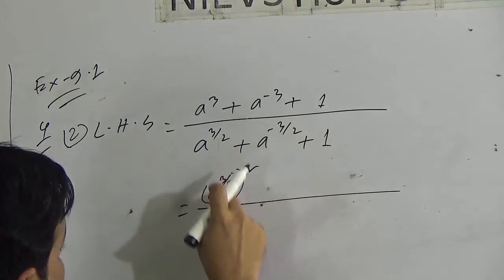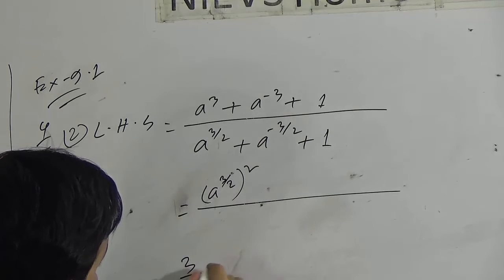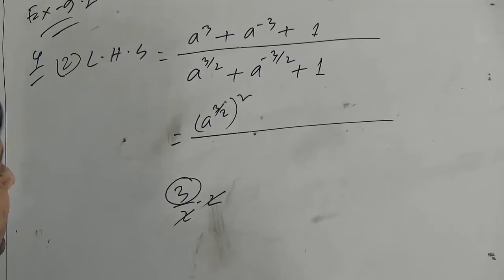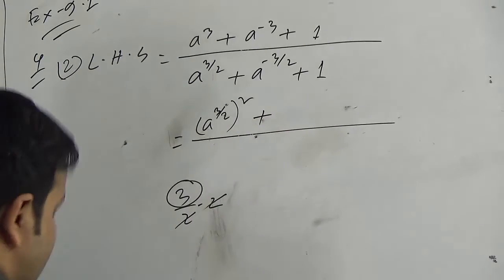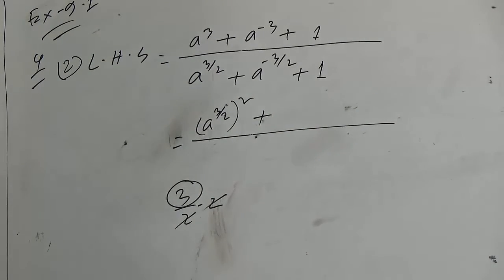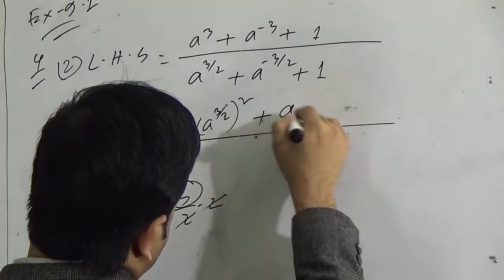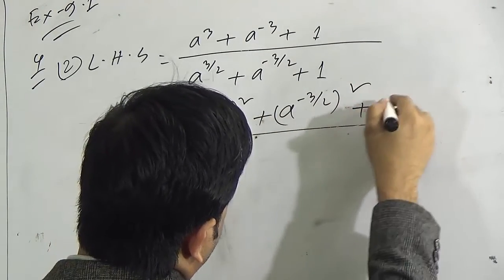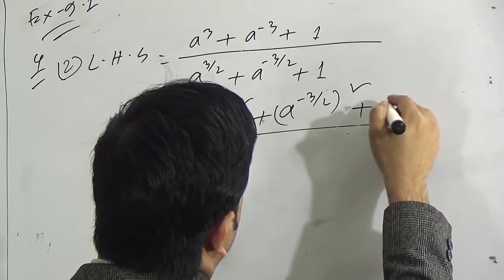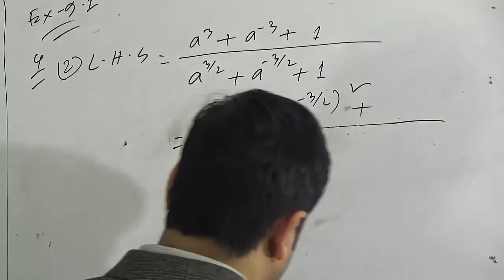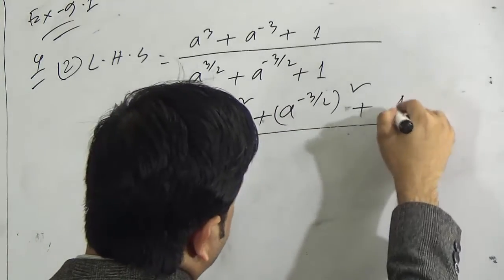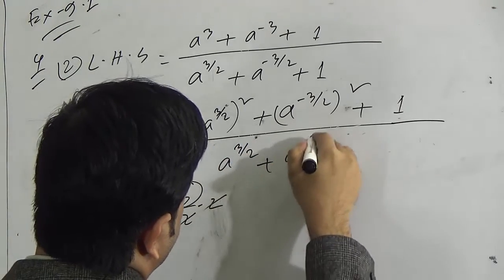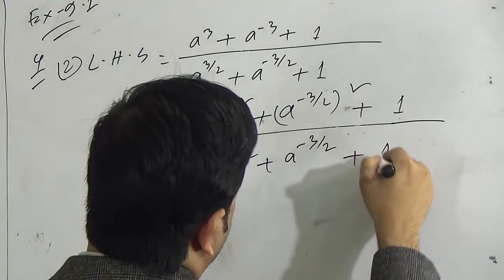So if you multiply 3 by 2 and 2, this 2 you can cut, it means only 3 will remain, it means we can write a cube. So instead of a cube, we can write a to the power 3 by 2 whole square. So in this case, we can write a to the power minus 3 by 2 whole square plus, we can write here now, if we want to try to apply the formula, okay, write one, a to the power 3 by 2 plus a to the power minus 3 by 2 plus 1.